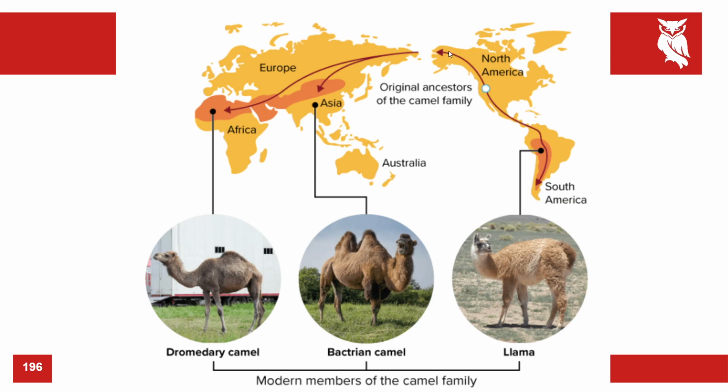Then the ones that migrated north across the land bridge between Alaska and Siberia, or eastern Russia, eventually made their way down to Asia. The Asian ones became the Bactrian camel, or the two-humped camel. Again, some of them migrated all the way to Africa. These are the ones that live in the desert, pretty harsh environments, and this is the dromedary camel.